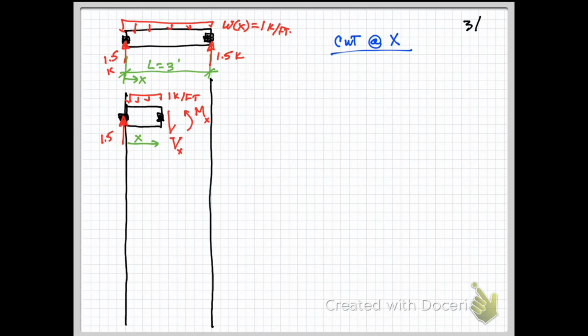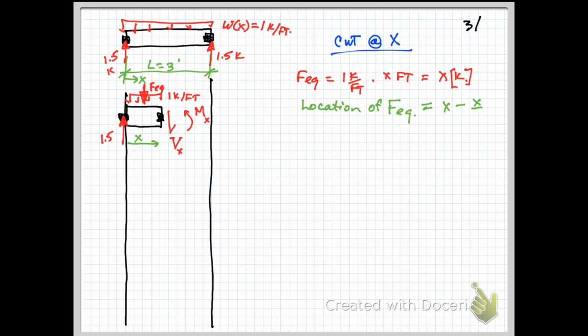Now, let's go ahead and do equilibrium the same way we have always done. We'll start with FEQ. FEQ is equal to our 1 kip per foot times our x feet. So notice that FEQ is now a function of x. The location of FEQ is simply x divided by 2.